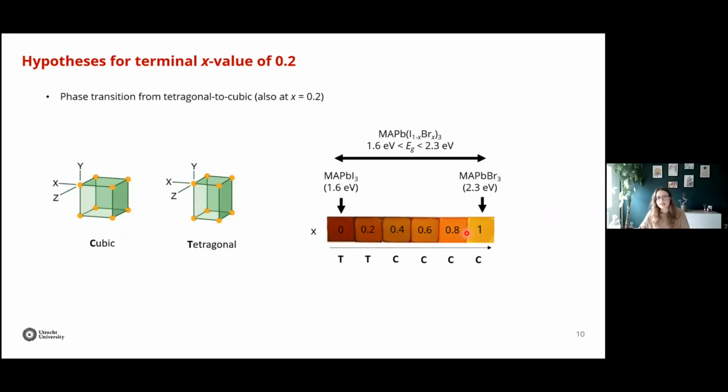There are actually a few hypotheses for this phase segregation, and one of them is a phase transition from tetragonal to cubic, which occurs at 0.2, so when the composition has 20% bromide. And so basically the idea was that below this threshold, the perovskite is in the tetragonal structure and it's fully stable, but above this threshold, you start to have a cubic structure, which is not stable anymore against light.